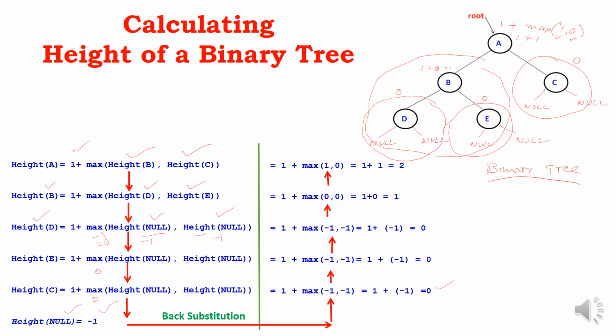1 plus 1, which will be 2. Height of A is 2. Height of A means height of binary tree. Height of binary tree is 2. So using this recursive function, we can find height of a binary tree.